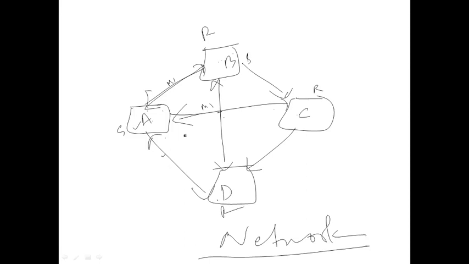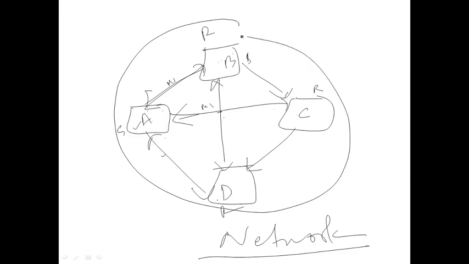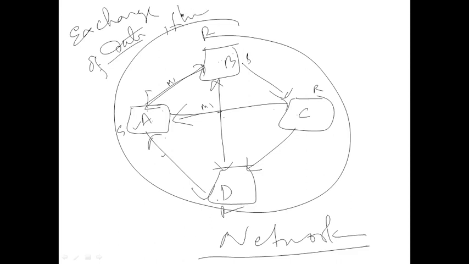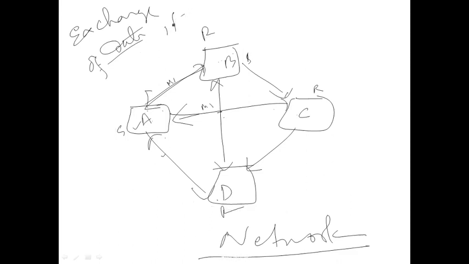So what is the definition of a network? It connects one or more devices together to exchange information. So the objective is exchanging information: exchange of data, exchange of files. A file again is a collection of data. So this is the objective.